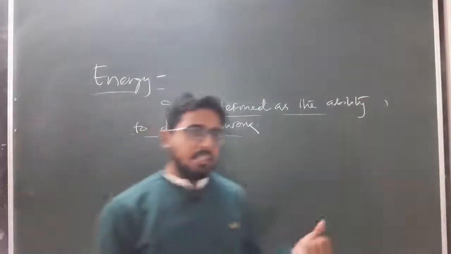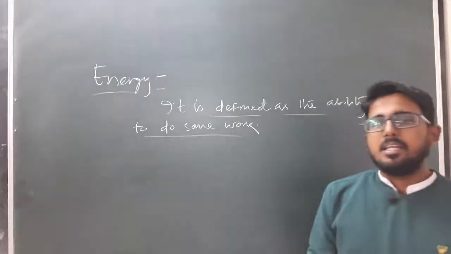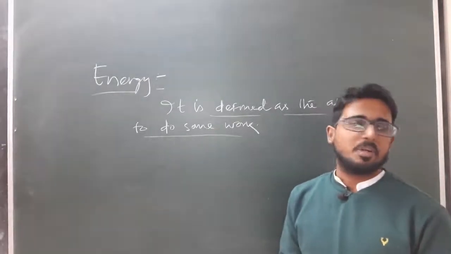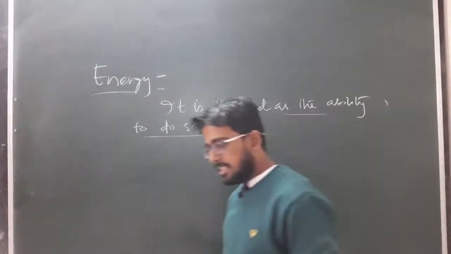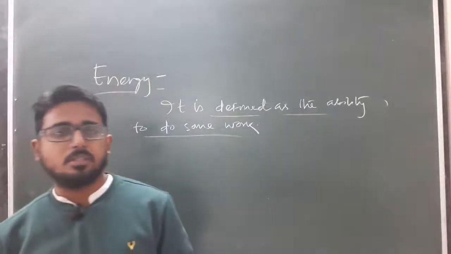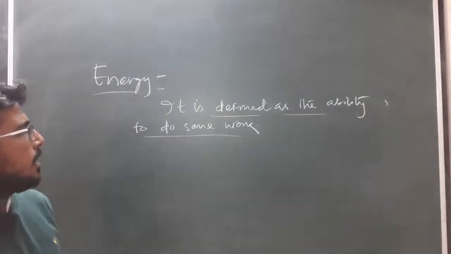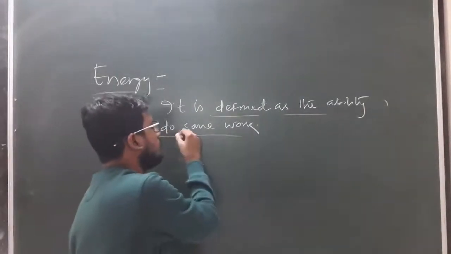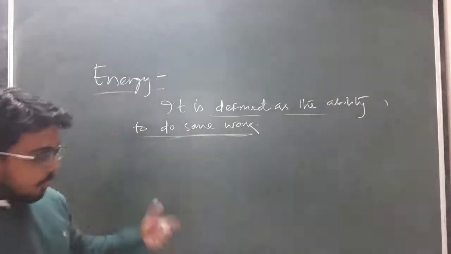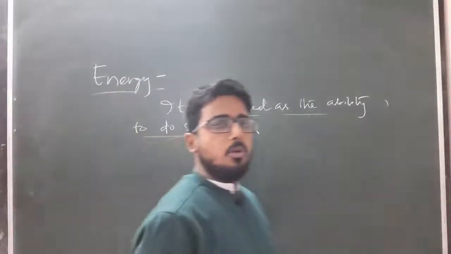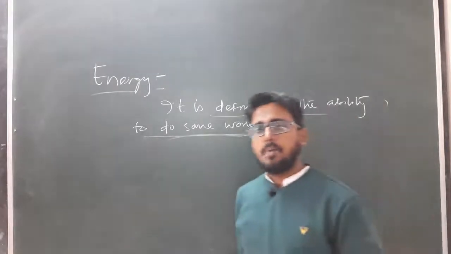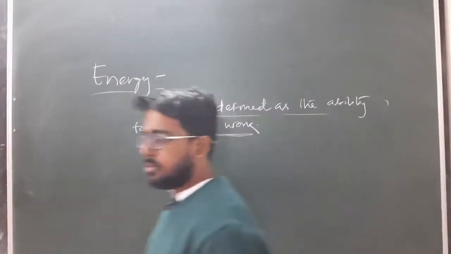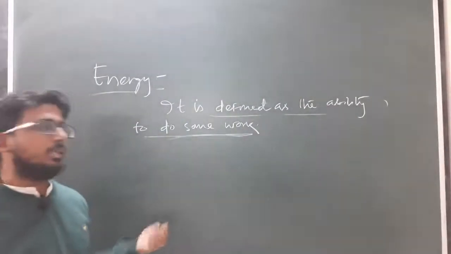So who can eat a large amount of bread has a large amount of energy, and who can eat less bread has less energy. So energy is basically defined as the ability to do some work. The one who is able to perform large work has a large amount of energy, and the one who can perform less work has less energy.